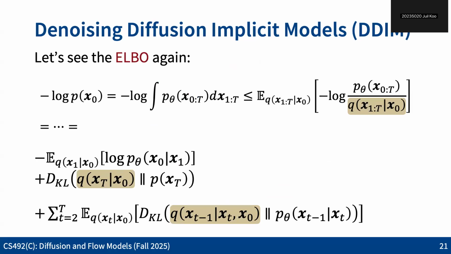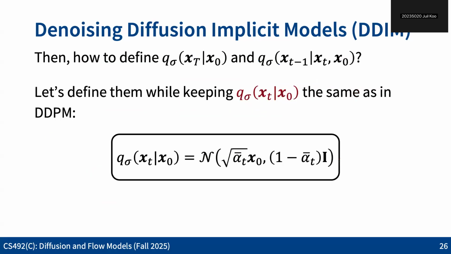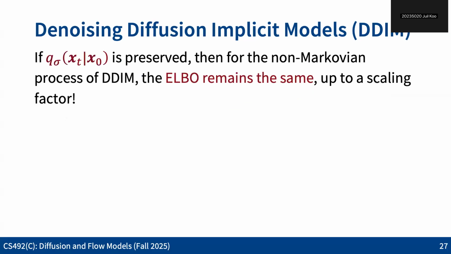In the ELBO case, we are defining this for all the time t, we wanted to model this. And based on that, we are defining the ELBO function. So this means that if we match this distribution, the ELBO function will be the same as well. That's actually the most important part. When we define these two distributions while preserving this to be the same, what we can achieve is that we are making the ELBO function the same as the DDPM case up to the scaling factor, right?